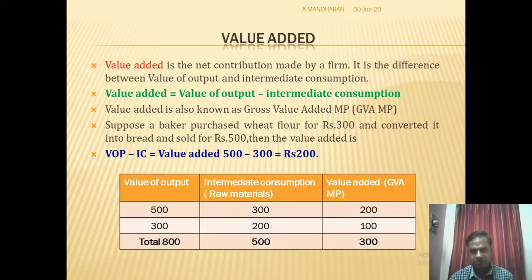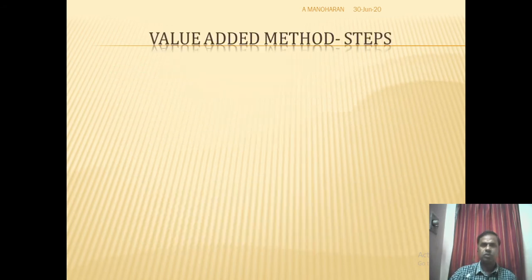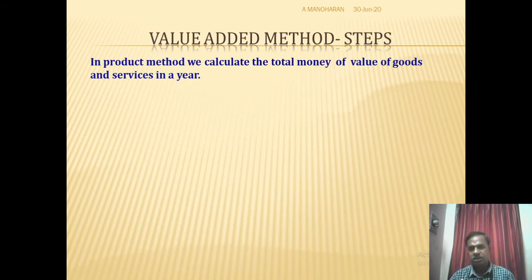You can see this example. Value of output is given, intermediate consumption is given, value added is there. So value of output is 500, intermediate consumption is 300, so value added will be 200. So value of output minus intermediate consumption is equal to value added, right? Likewise, you can find out the total value of output is 800 and the intermediate consumption is 500 and the value added is 300. Now, what are the steps involved in the measurement of national income with the help of value added method?